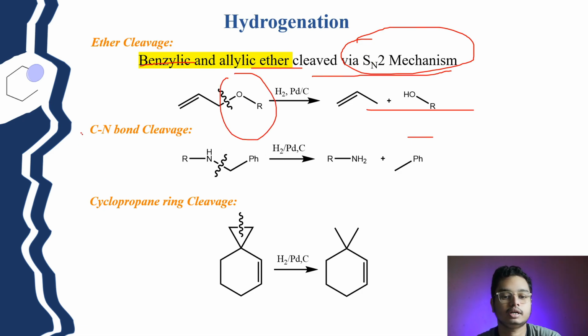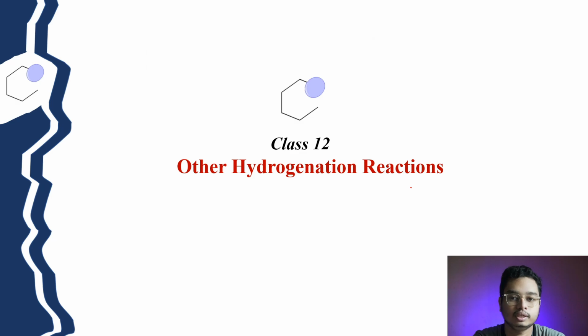Also, C-N bond cleavage can be done using hydrogen and palladium on charcoal, and cyclopropane ring cleavage is also observed. So this type of reaction you just have to remember. With this, we end this particular lecture. I hope this will be enough.